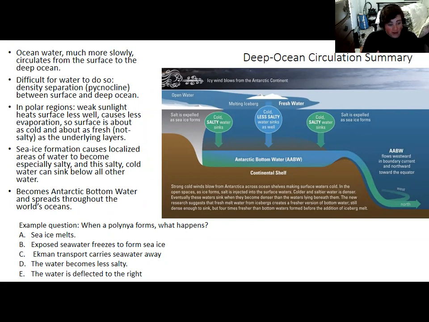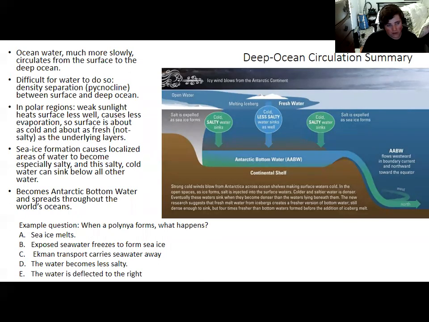It's not D, because actually the water ends up becoming more salty, because when sea ice forms, the remaining water underneath has more salt in it per unit area. And then answer E is another way to talk about Ekman transport and the Coriolis effect, and that doesn't have a whole lot to do with Antarctic bottom water formation. And I'm glad to hear you get that.